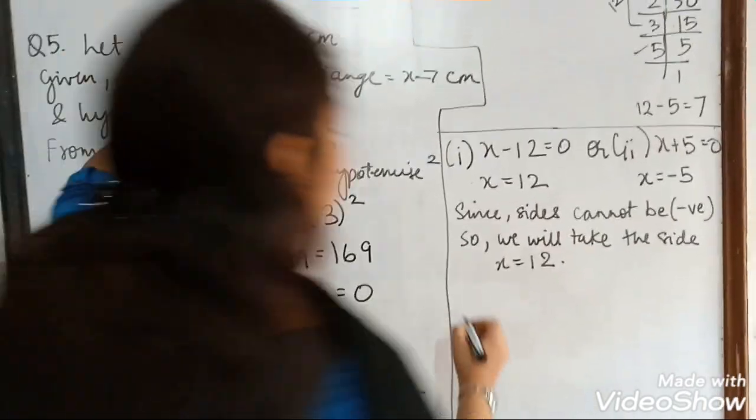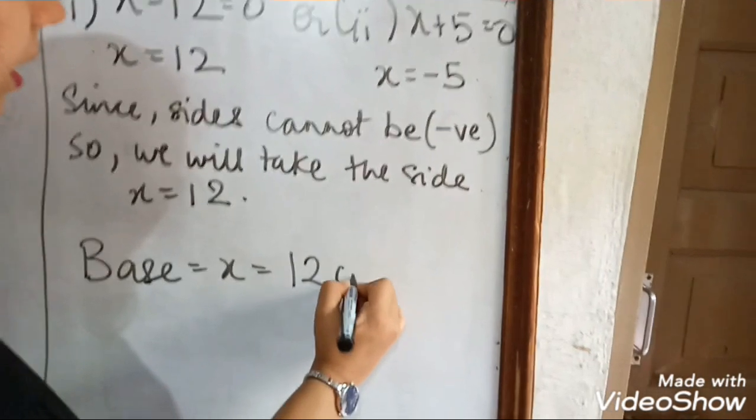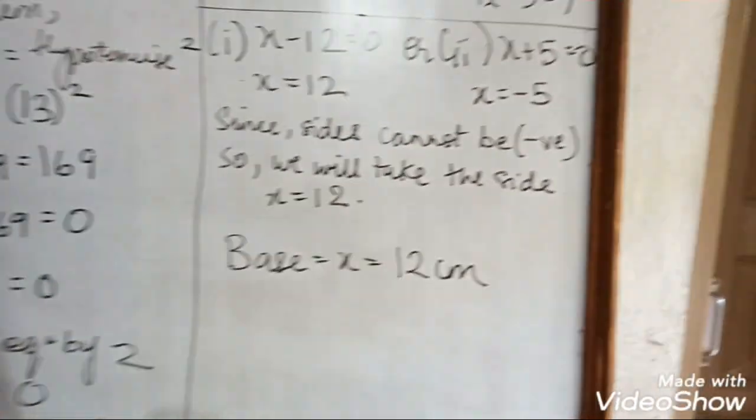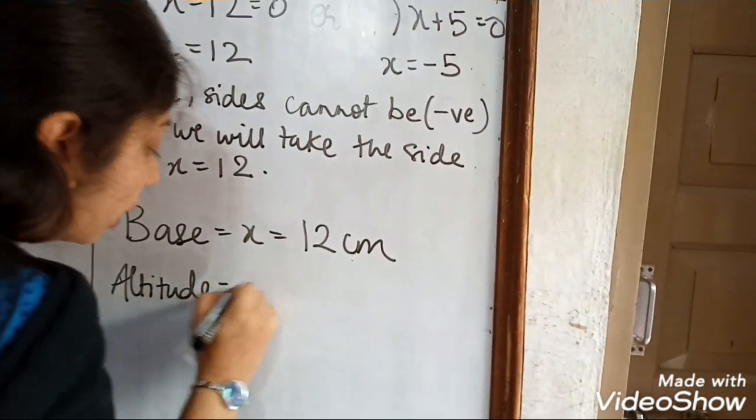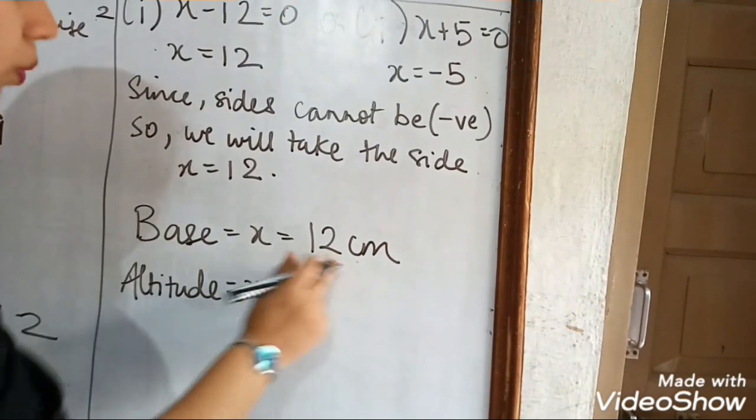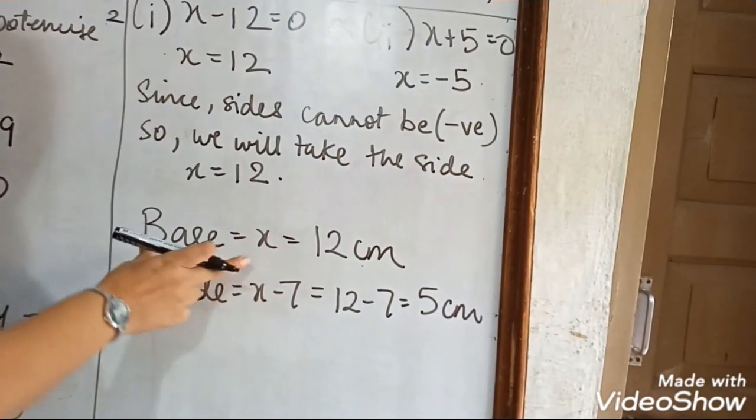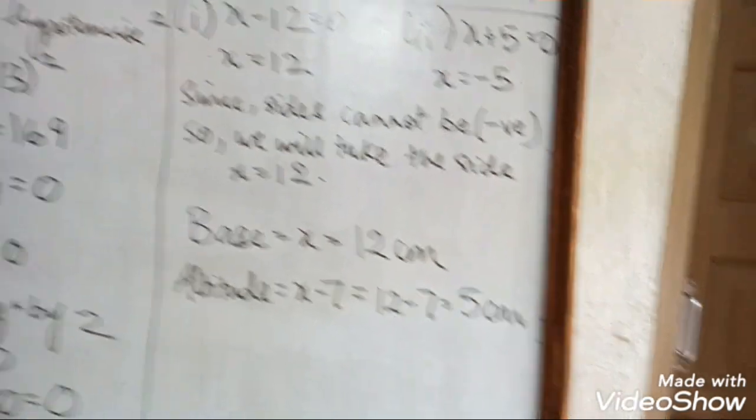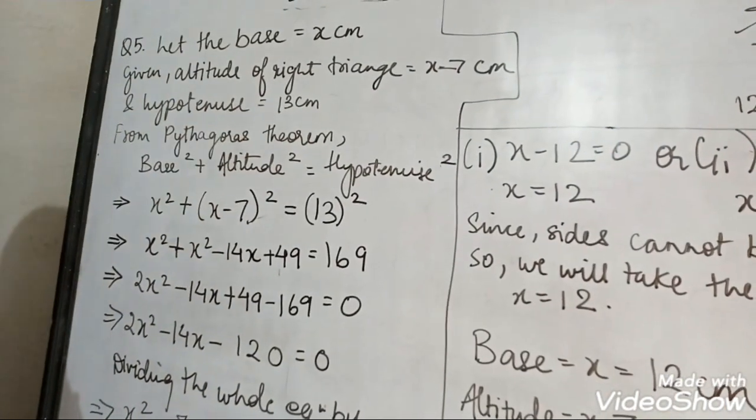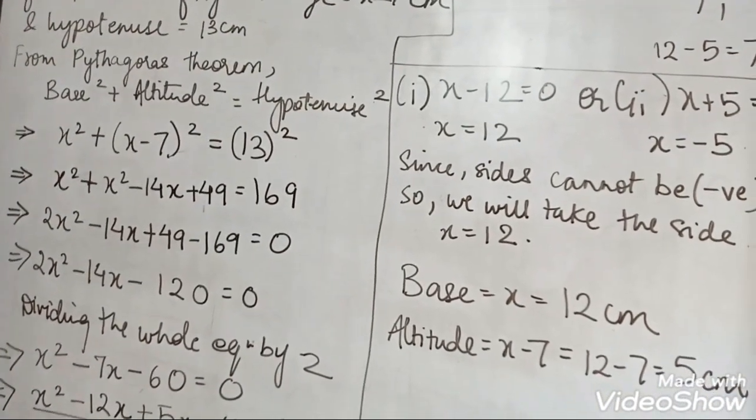Okay, so over here the base is what? x centimeter. So our base is x equals 12 centimeter. The altitude is what? x minus 7 centimeter, isn't it? So over here I will write altitude equals x minus 7. x is what? 12. 12 minus 7 is giving us 5 centimeter. So the base is 12 centimeter, altitude is 5 centimeter, and hypotenuse is 13 centimeter, which is already given in the question. So this completes our solution for question number 5.